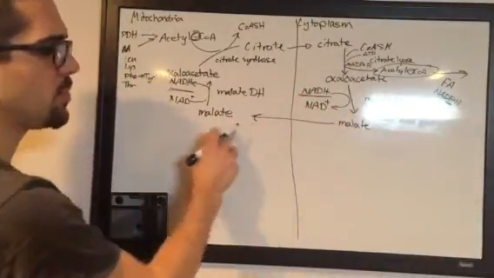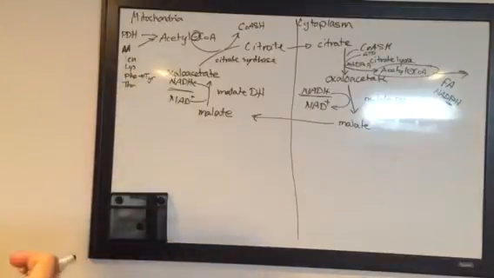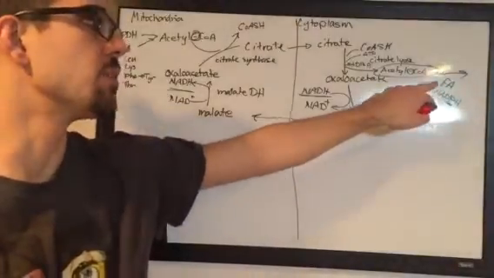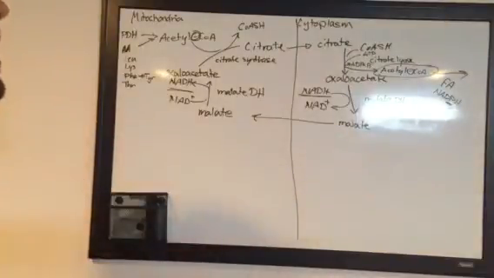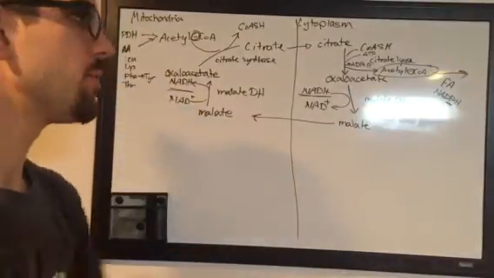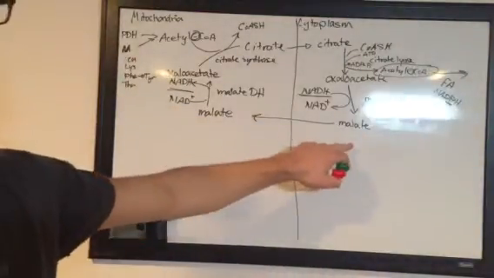Alright, now this is assuming oxaloacetate to malate, malate moving across the membrane assumes that we have an excess of energy as well as enough NADPH to make fatty acids from the acetyl-CoA that we just transported. In the case that we do not have enough NADPH, we're going to do something else with this malate.